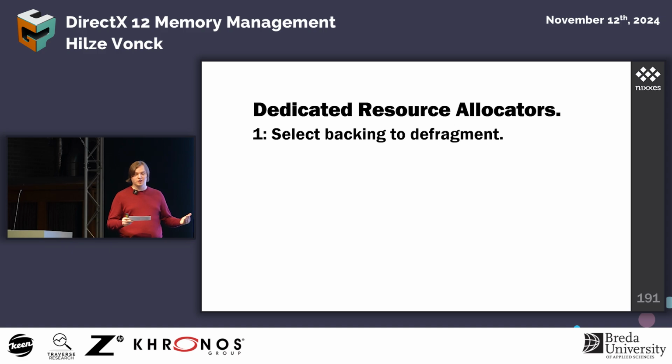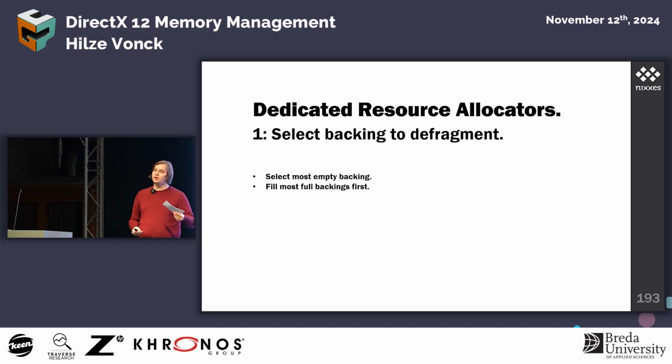First of all, selecting a backing data to defragment away. We select the most empty backing data. But we then also take the indices pointing to all of the other backing data and sort them based on how full they are, ensuring that the most full backing data are first.